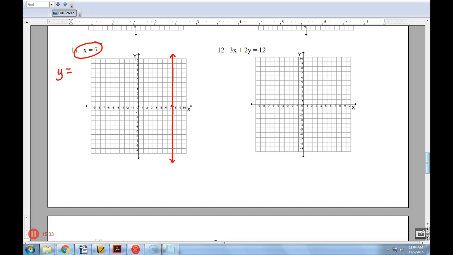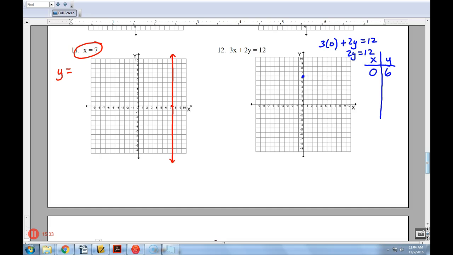Number 12 is interesting because it's in standard form. And I can see two ways to solve this. The easiest way to solve this would be to make a little t-chart and find the two intercepts. So if I let x be 0, if I plug 0 in, that would be 3 times 0 plus 2y equals 12, which is just 2y equals 12. And divide, I get y equals 6. So that's 1 point, (0, 6).